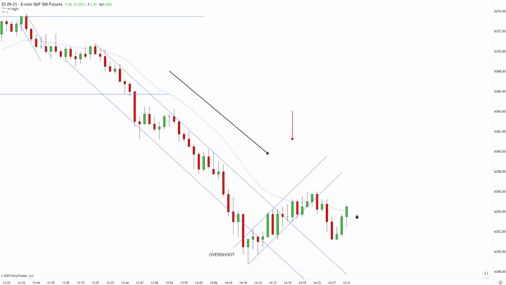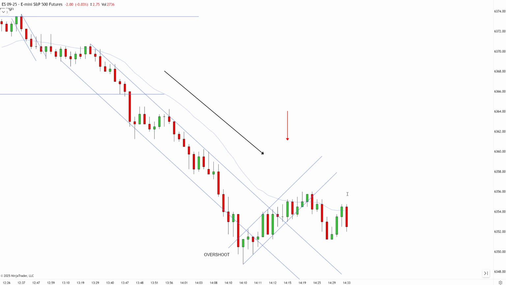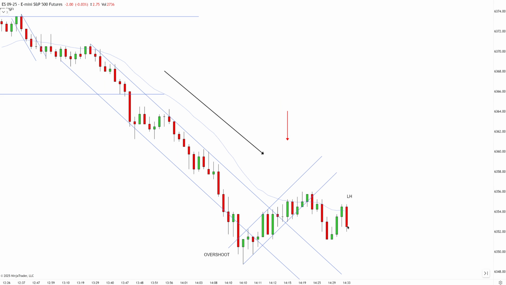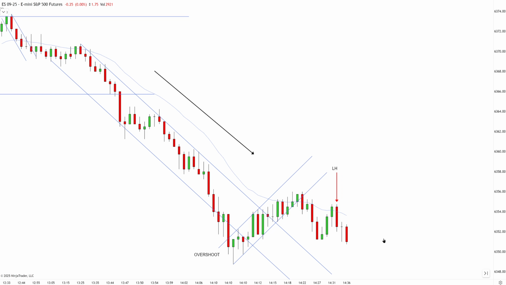Break below, and now we have a lower high confirmation setup. Downtrend needs to get a new extreme tested. It's a double bar entry. We didn't break higher, but we broke below. This is a great lower high confirmation setup because downtrend is new low.